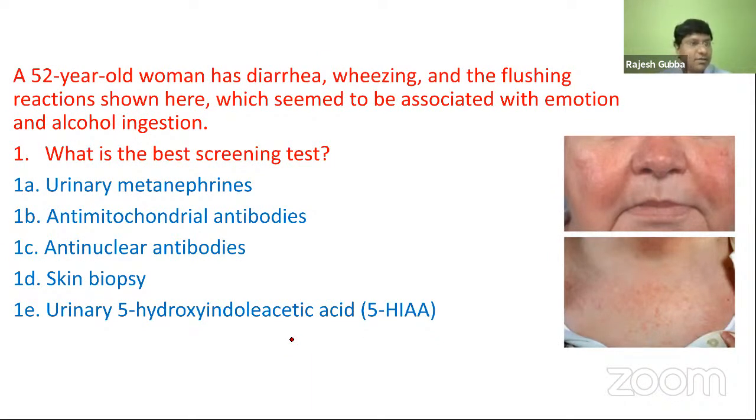We have a 52-year-old woman who has diarrhea, wheezing, and the flushing reactions shown here, which seem to be associated with emotion and alcohol ingestion. What is the best screening test in this patient? Urinary metanephrines, anti-mitochondrial antibodies, anti-nuclear antibodies, skin biopsy, or 5-hydroxyindoleacetic acid?